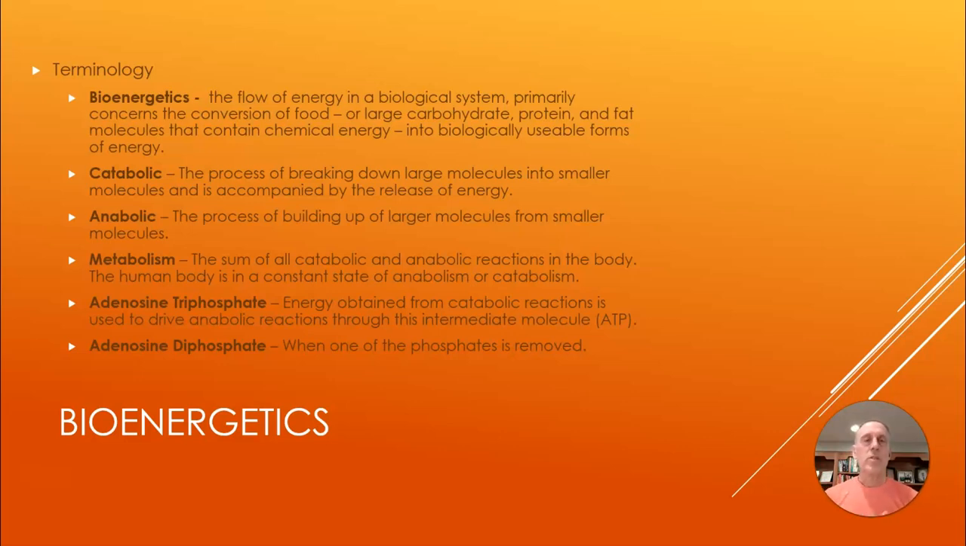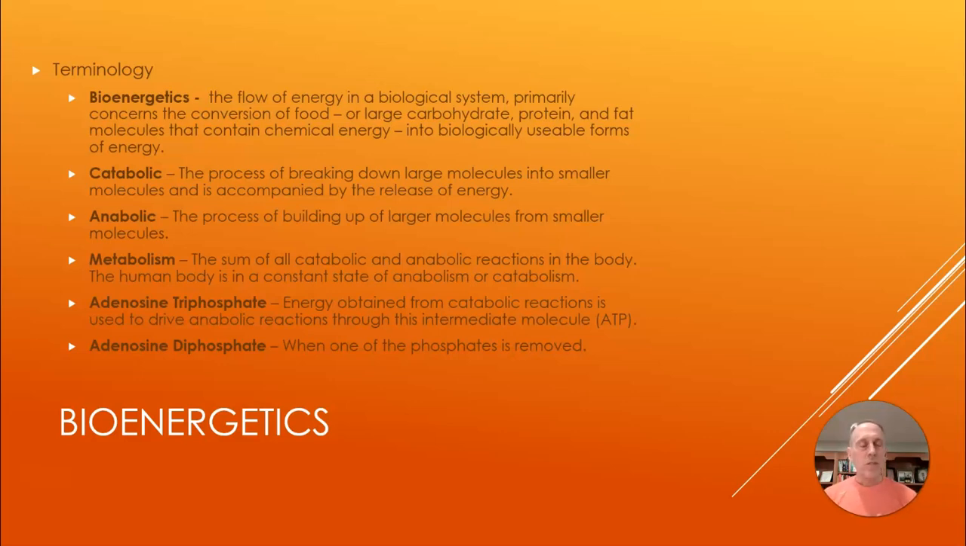Catabolic is a process of breaking down molecules into smaller molecules, accompanied by a release of energy, whereas anabolic is the exact opposite of that. It's a process of building up larger molecules, like taking small building blocks and making a big building block. Metabolism is the sum of all catabolic and anabolic reactions in the body, both: taking stuff apart to release energy or putting stuff back together.